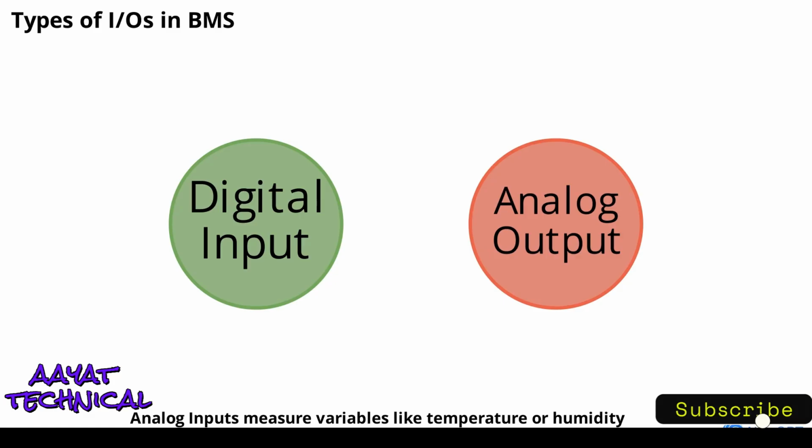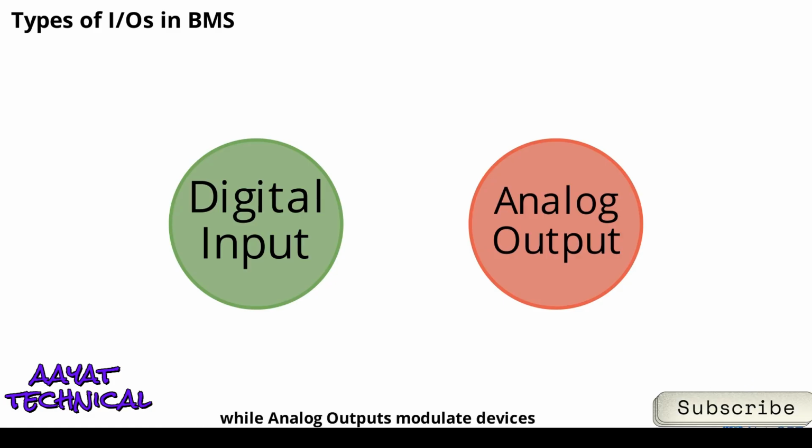Analog inputs measure variables like temperature or humidity, while analog outputs modulate devices, such as controlling a valve's position. Virtual points are software-based, used for calculations or counters. Understanding these types is the first step to building an effective I/O list.